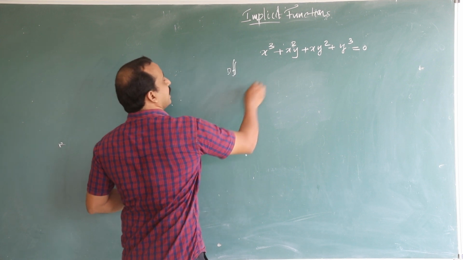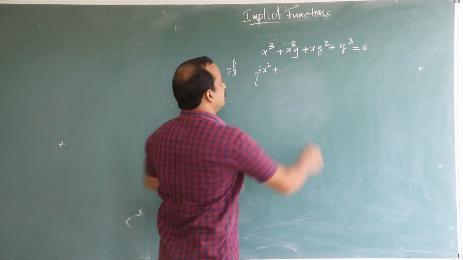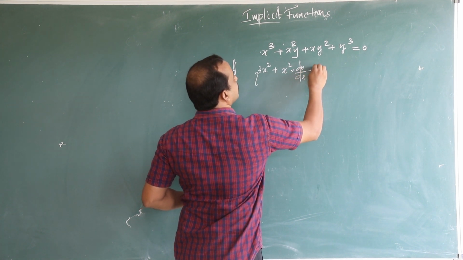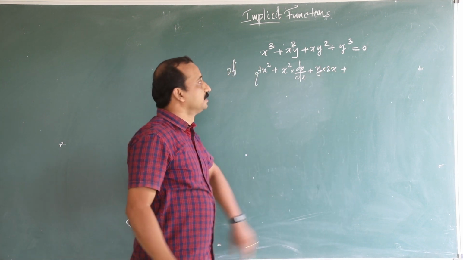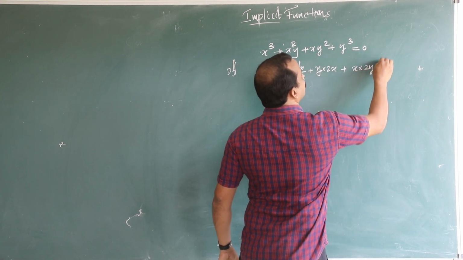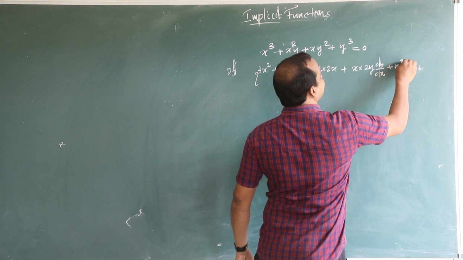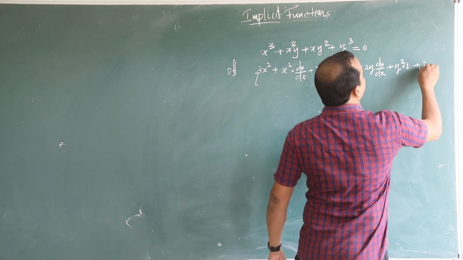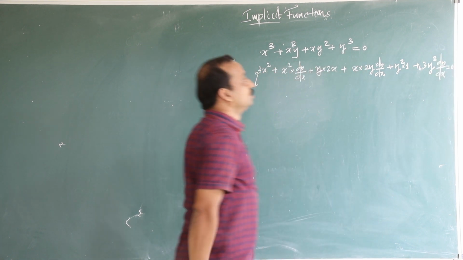Now differentiating with respect to x, we get 3x square plus, here we apply the product rule, that is first into derivative of second, y with respect to x is dy by dx, plus second into the derivative of the first, x square, is 2x, plus, here again we apply the product rule, x into derivative of y square is 2y into, using function of function, derivative of y is dy by dx, plus y square into derivative of x with respect to x is 1, plus y cube derivative is 3y square into dy by dx is equal to 0.